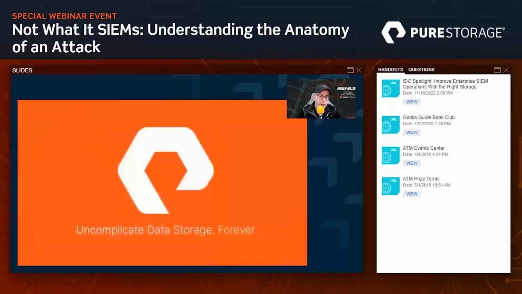I think with that, we're at the home stretch. Pure Storage, the tagline is uncomplicate data storage forever. And in some ways, aspirationally, that's so you can focus on all the things up the stack, not focus on the storage, but focus on the data. And this is a data-rich topic.